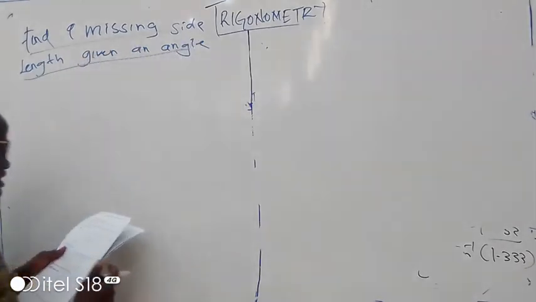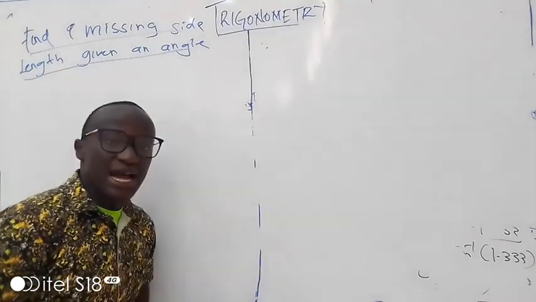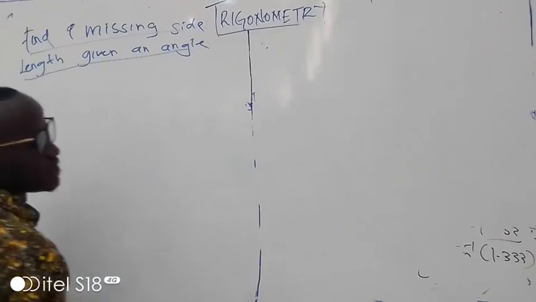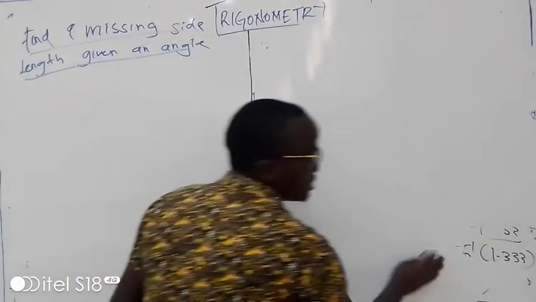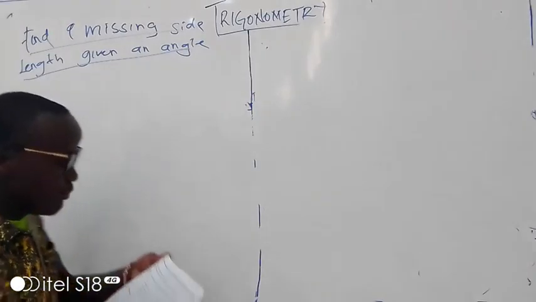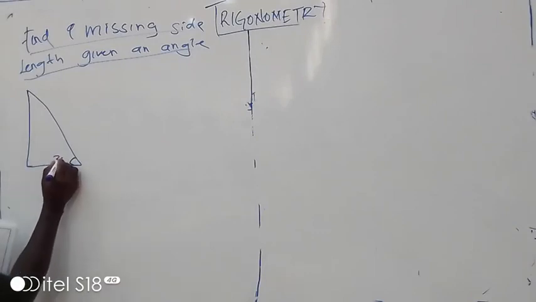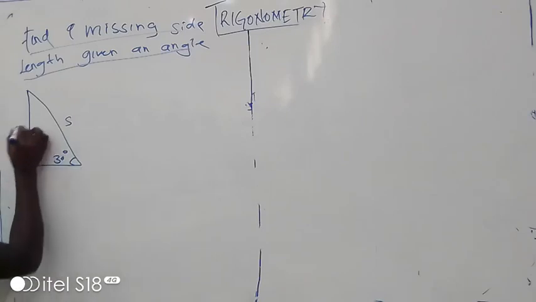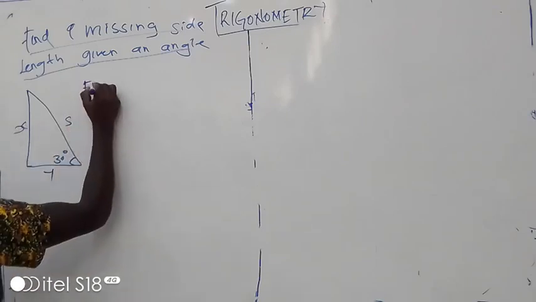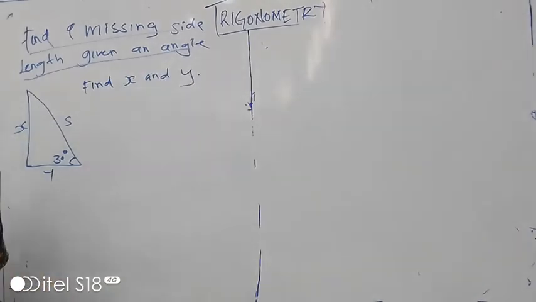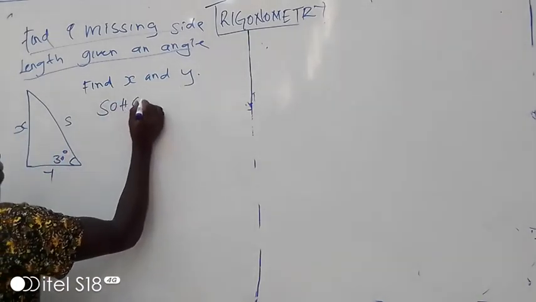Now if you are given an angle, you can solve for all the sides and still be in a position to find all the other things that will be asked. How? Let's look at an example. We are given a right angled triangle. Our theta is 30 degrees, and we are asked to find x and y. How can we go about this? We can use the concept of SOHCAHTOA.